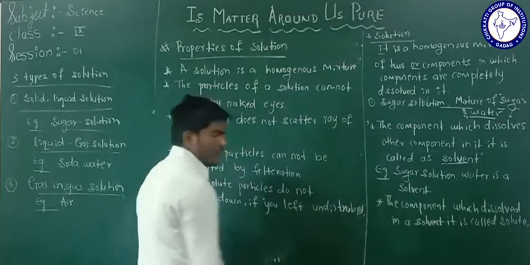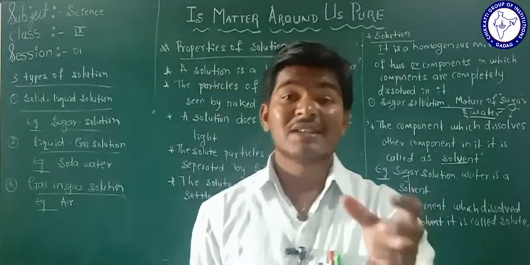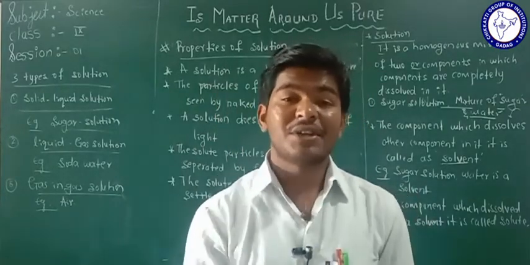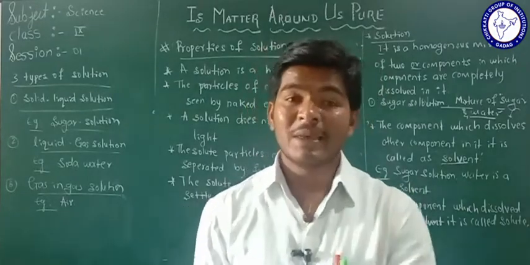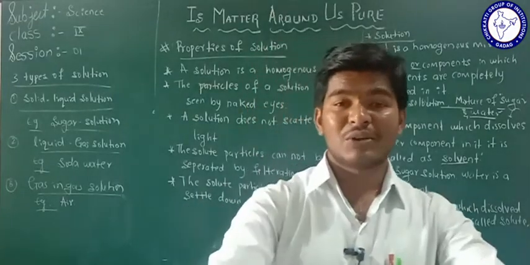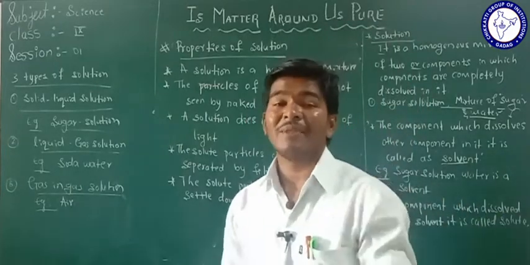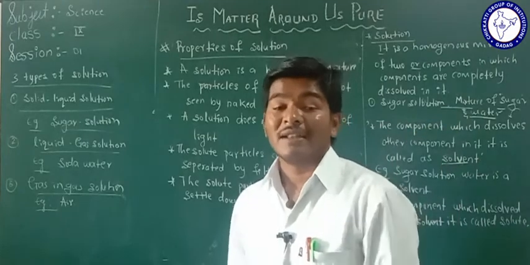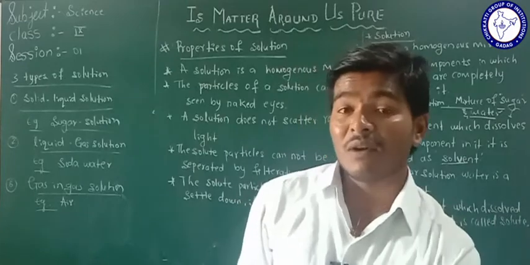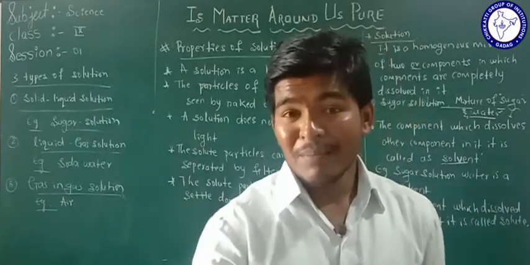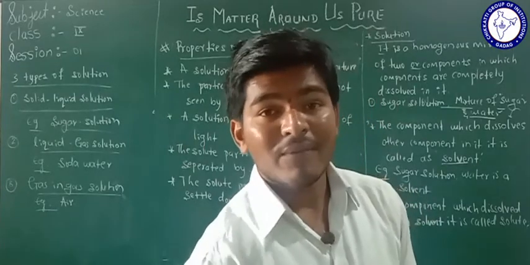So if you put those two mixtures, the mixture of sawdust and water and the mixture of salt and water, and leave the two glasses for 5 to 10 minutes, or for a long time, say 1 hour, the sawdust particles present in the water will settle down, but the salt particles which are dissolved in the water can't settle down at the bottom of the glass.